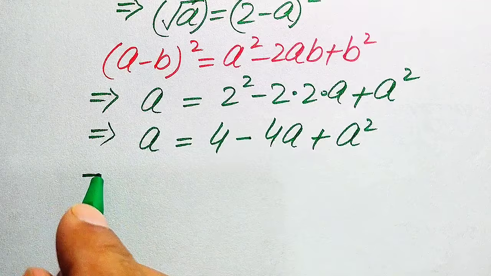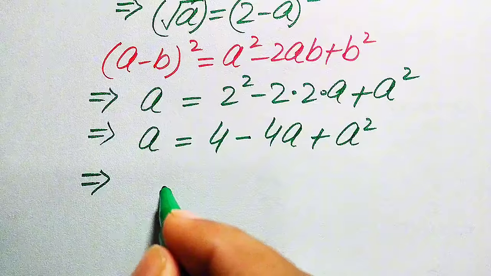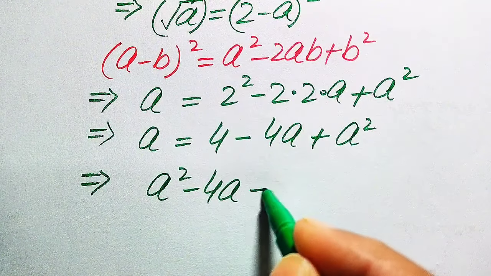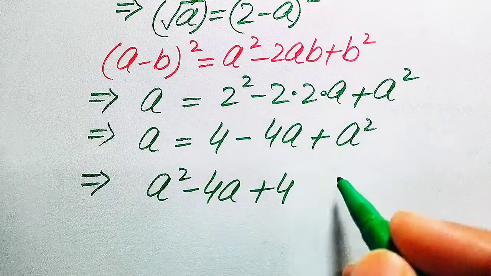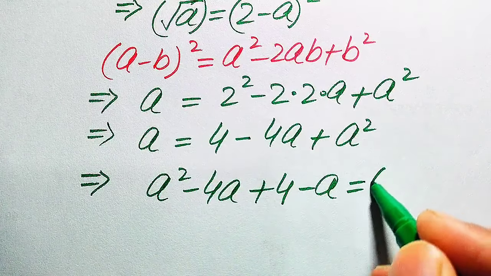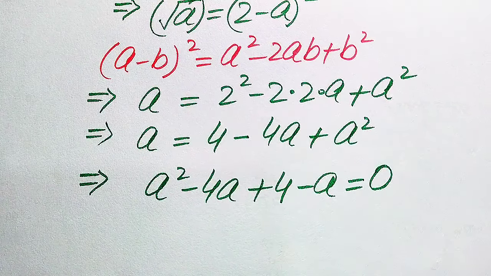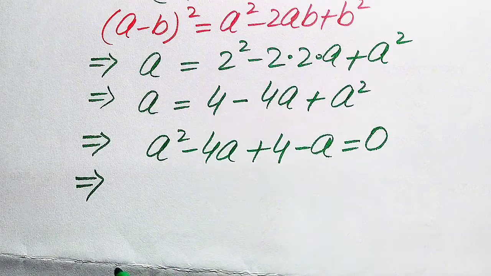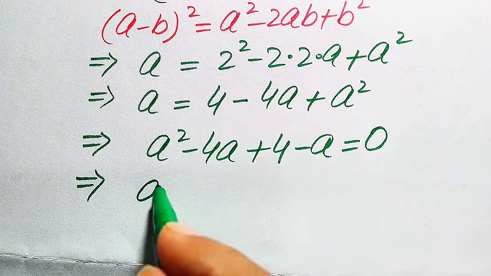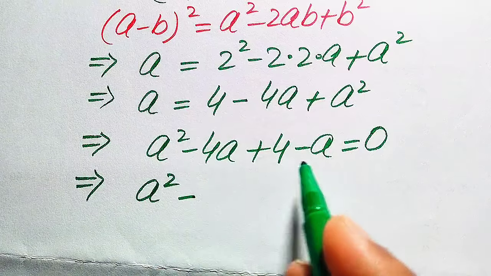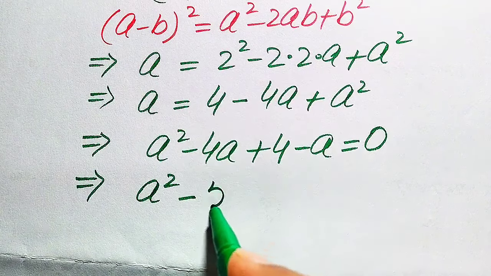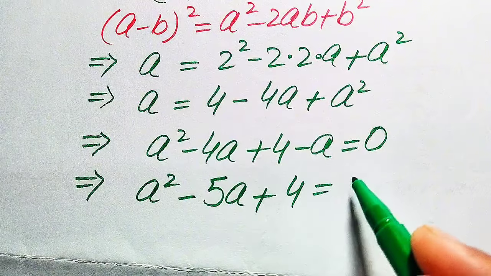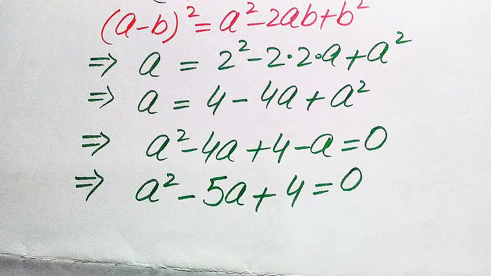And now in the next step, we need to move this a to the right hand side, and it will become a square minus 4a plus 4, and this a becomes minus a, and this whole equation is equal to 0. And now in the next step, we need more simplification, and it will be written as a square, minus 4a minus a becomes minus 5a, plus 4 is equal to 0.